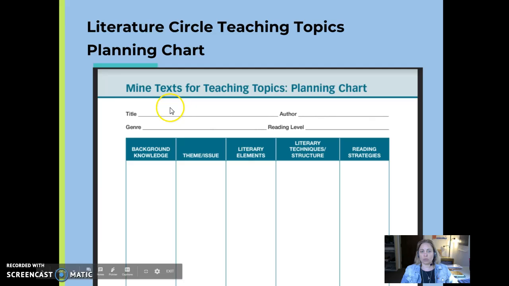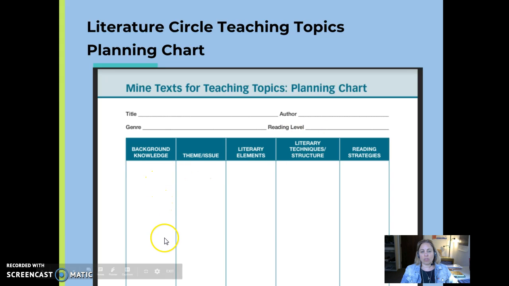But basically what you're doing here is you are thinking about if you were using your Lit Circle book, so whichever group you're in, we'll just say, for example, Brown Girl Dreaming. So you'd have the title here, the author, the genre, what kind of text is it, and approximately what reading level it is. What grade do you think this would be appropriate for students to read on their own?